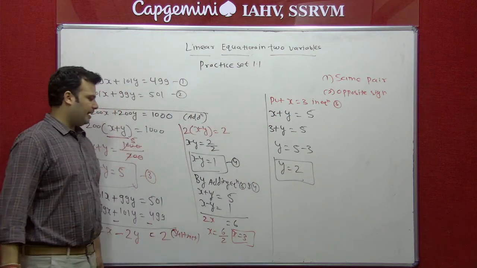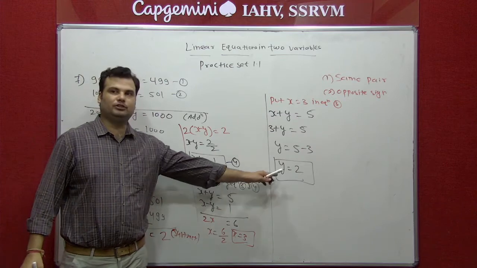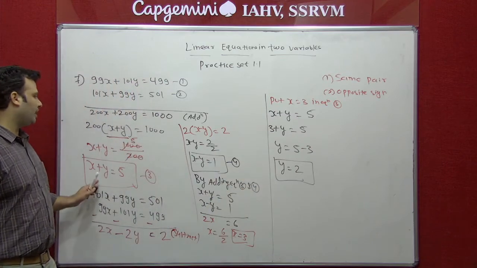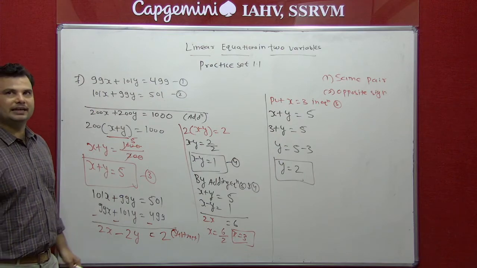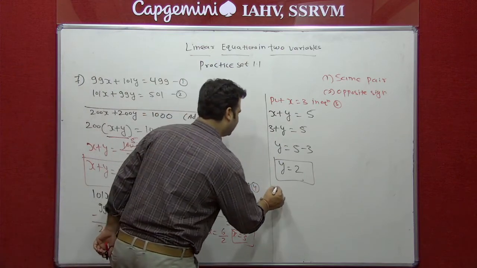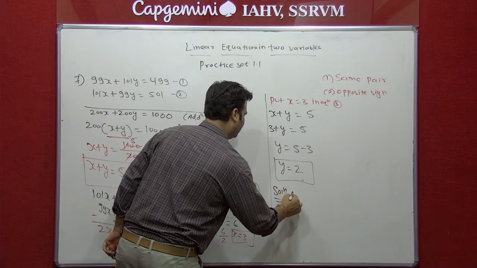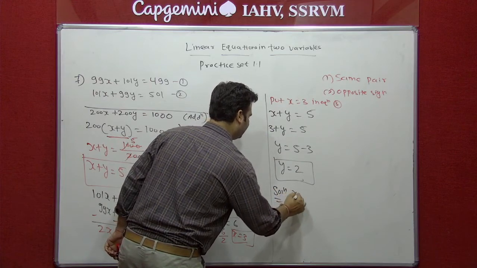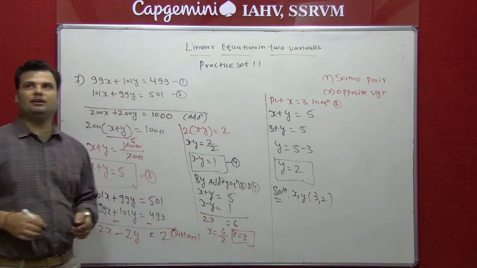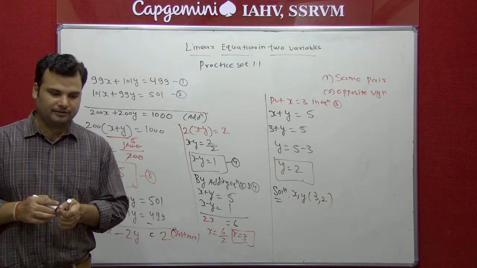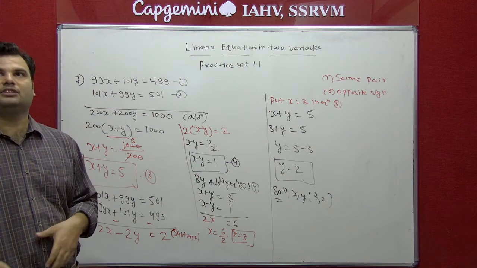So we have the value of x and y. x is 3 and y is 2. If you want to check the answer, x plus y equal to 5. So 3 plus 2, answer is 5. Yes, your answer is correct. So last part we can write the solution. x is 3, y is 2. So this way we can solve sum number 7 from practice set 1.1.